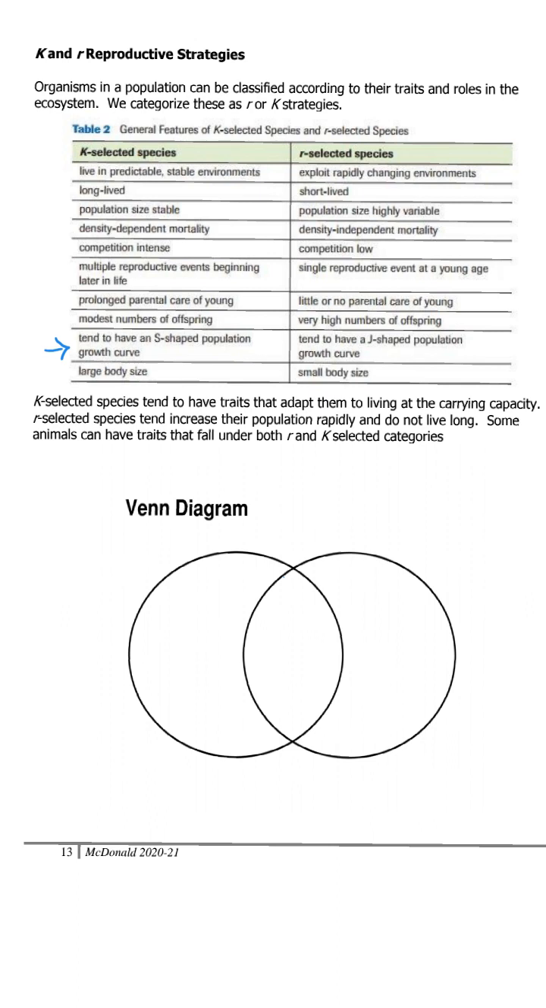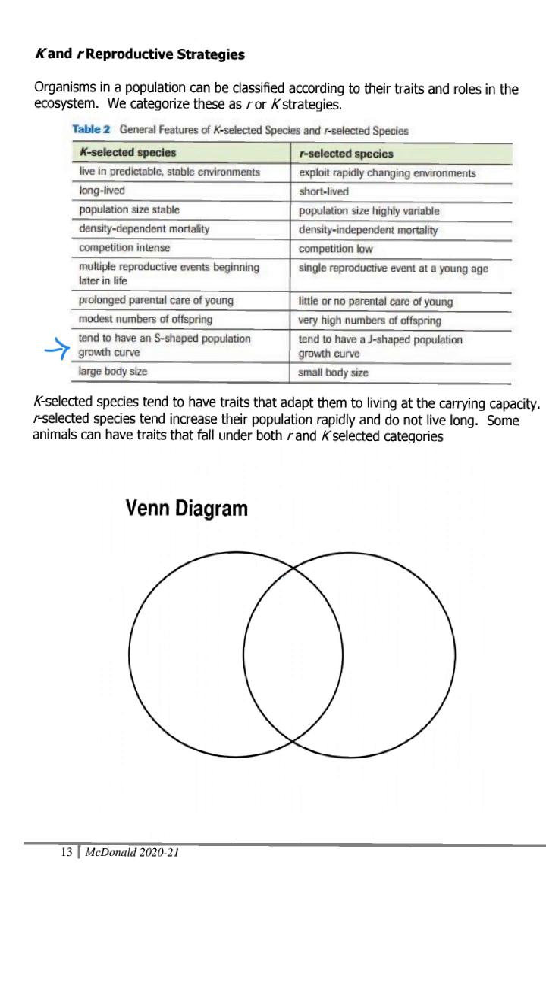When they take care of their young, they usually have prolonged care of their young. You can think of a mother bear with her cubs, if you've ever seen one on the side of the highway. They usually have more modest numbers of offspring, so it's not an unreasonable population burst, and they tend to have a larger body size. They're physically larger species.